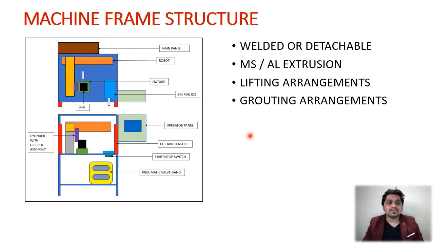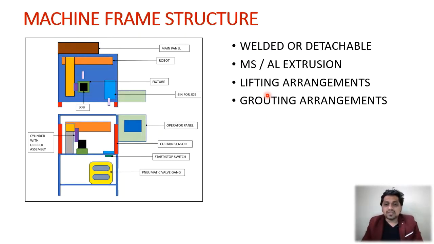The second one is machine frame structure. In machine frame structure we can have a welded structure with MS frames. This is our main frame structure. So I can make it with welding, or I can make it detachable with the help of aluminum extrusion. Sometimes the customer asks for a detachable type of fixed frame, so we have to go for aluminum extrusion. Or sometimes the machine is heavy, so in order to take the loads we have to go for an MS frame.